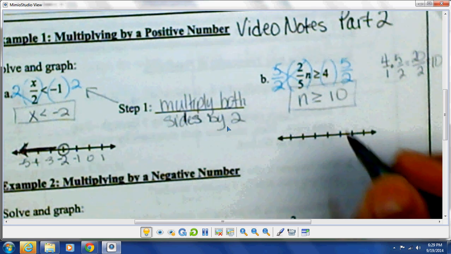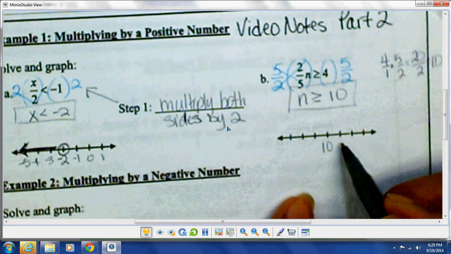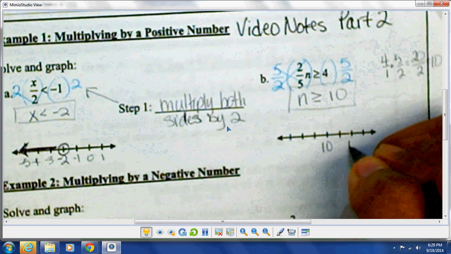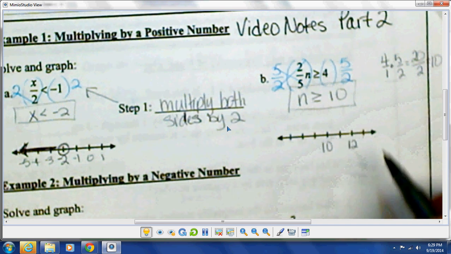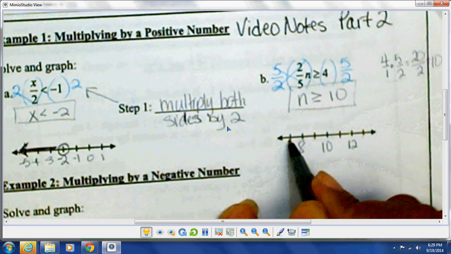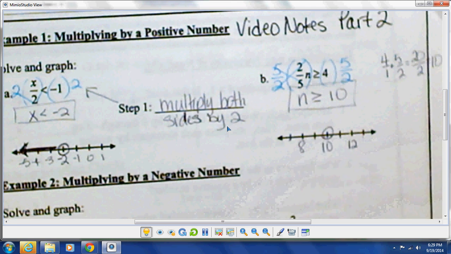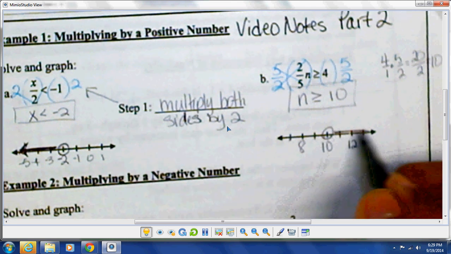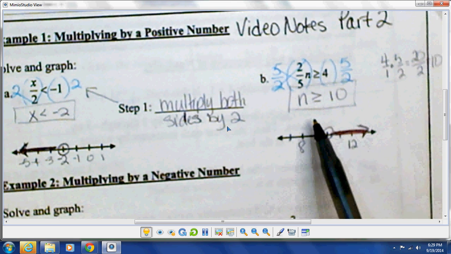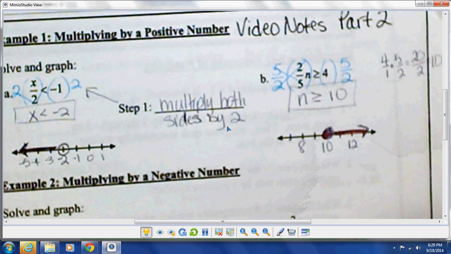Okay, now graph. Put 10 in the middle. And just because it's kind of small, I'm going to skip this, which you should know is 11. So that means this is going to be 12, that would be 13. In front of 10 would be 9, so that means this one would be 8, that would be 7. Okay, we know we need a circle at 10. It's going to go to the right. Now this time, since we have the equal to part, we've got to fill in our circle. So there's your graph.